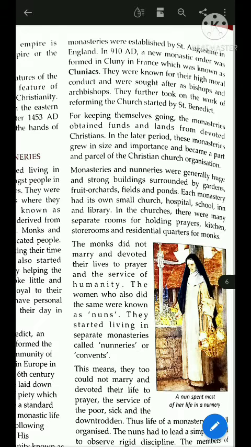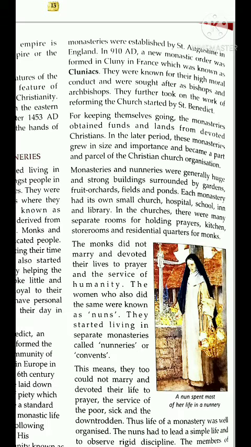The monks did not marry and devoted their lives to prayer and the service of humanity.